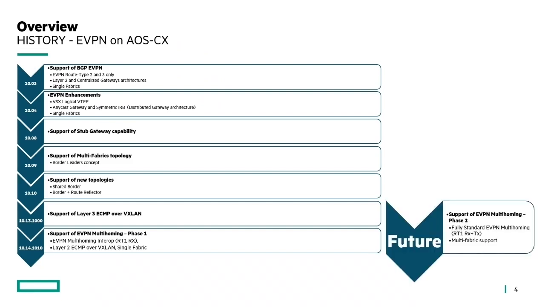This doesn't completely cover all phases of EVPN multi-homing, but this is a really important first phase. Then we will cover the fully standard EVPN multi-homing, which will include processing of route type 1 on both the RX and TX side, coming in a future release that is currently not yet committed. We'll also support multi-fabric in that next generation of the feature set.